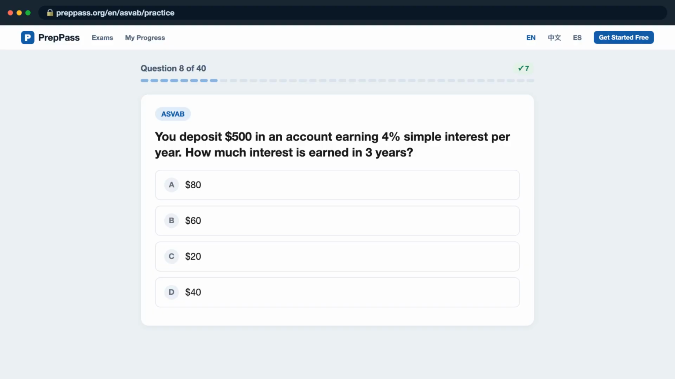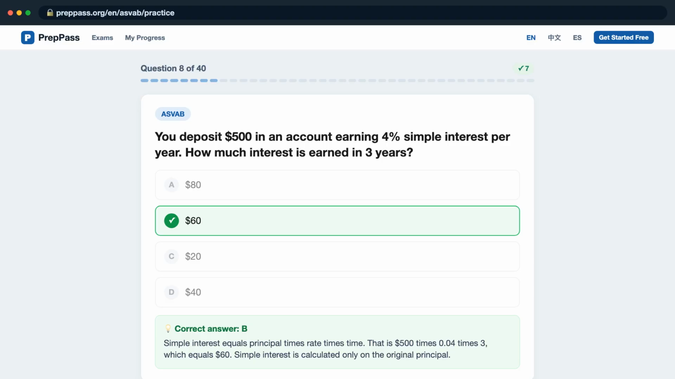Question 8. You deposit $500 in an account earning 4% simple interest per year. How much interest is earned in 3 years? Is it A, $80? B, $60? C, $20? D, $40? The correct answer is B.